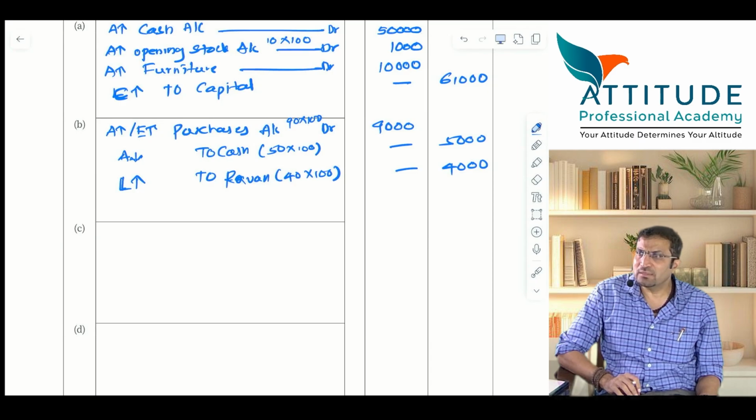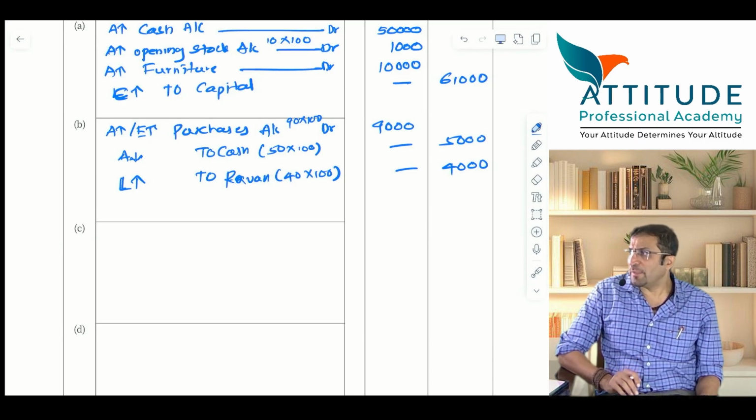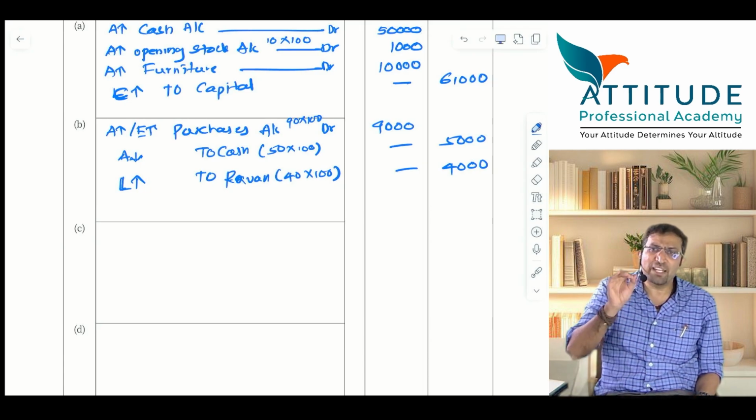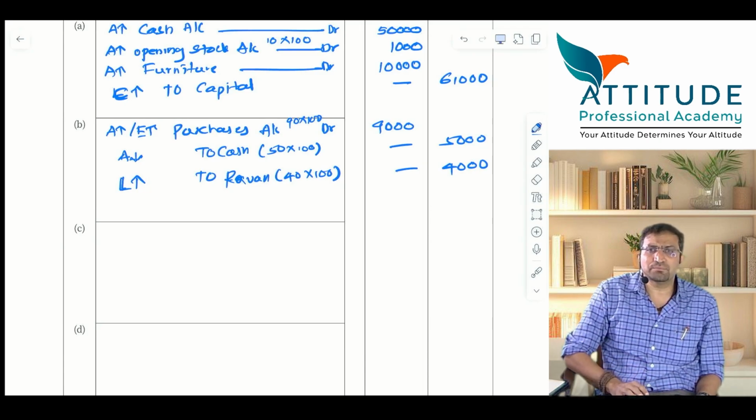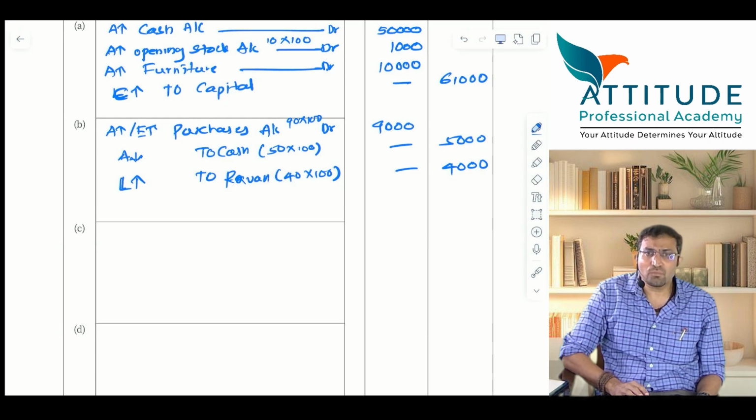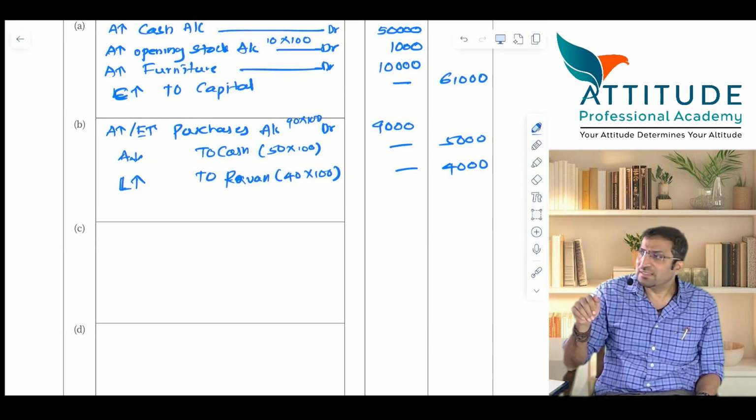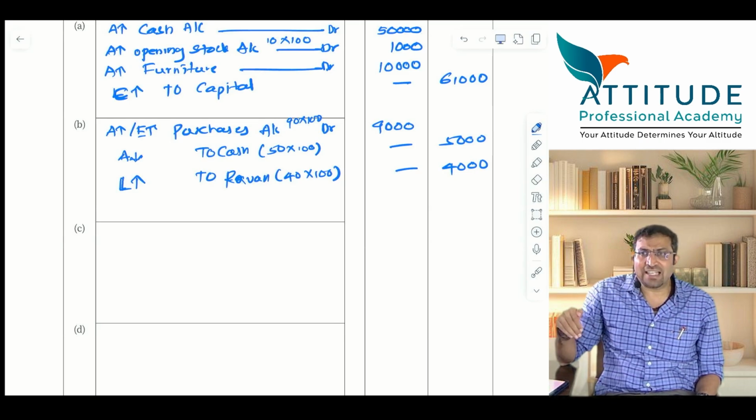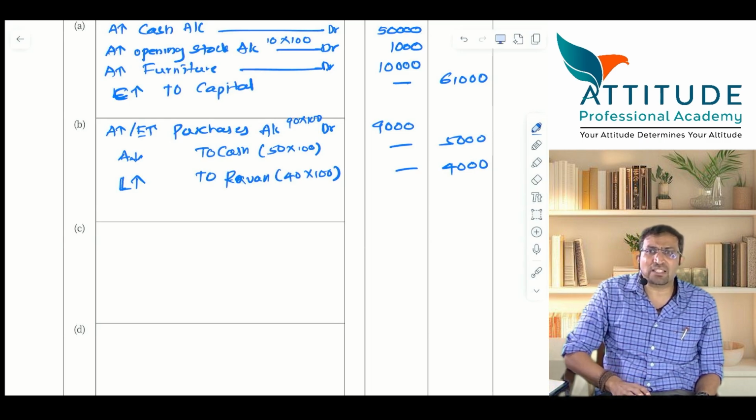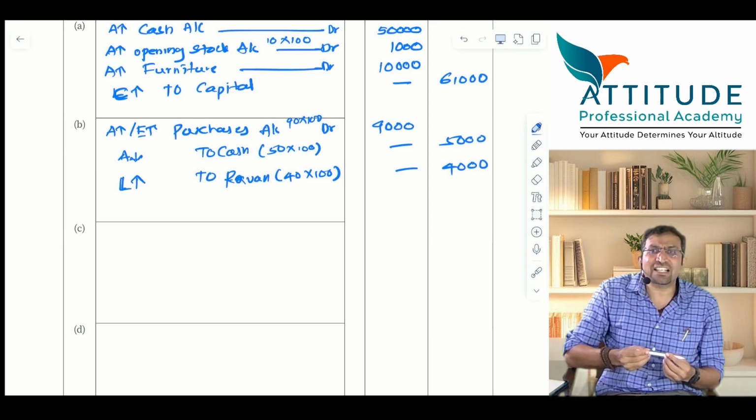What is the third one? He sold how many shirts? Now, I'll ask you a question. How many shirts is already available with him? Not 90, 100. He had an opening stock of 10 and he purchased how much? 90. Out of that, he's selling how much? 80 is selling. Is that clear?